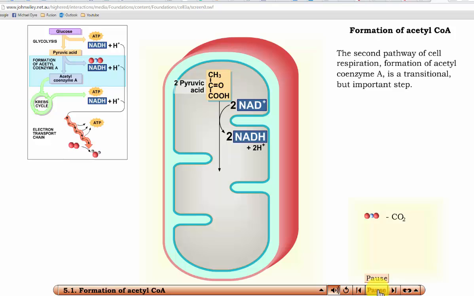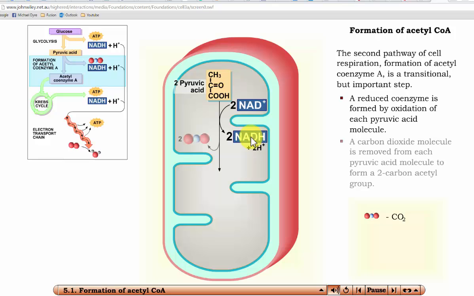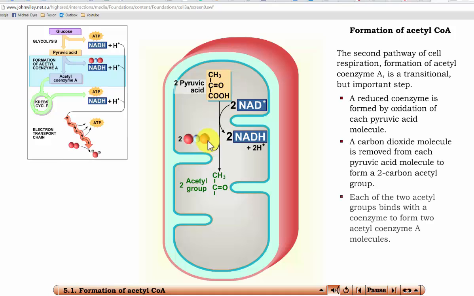Cell respiration begins with the formation of acetyl coenzyme A. Each of the 2 pyruvic acid molecules resulting from glycolysis is oxidized to produce a reduced coenzyme. In addition, each pyruvic acid molecule loses a carbon dioxide molecule to form an acetyl group. Each acetyl group will bind with coenzyme A to form acetyl coenzyme A.